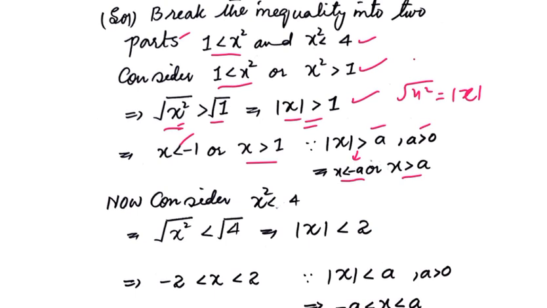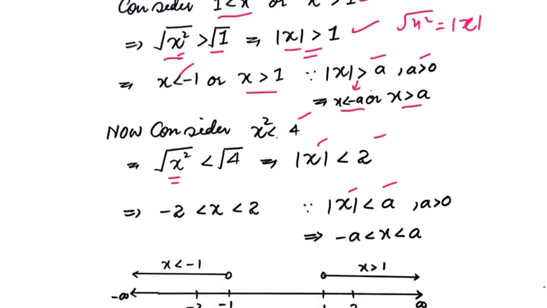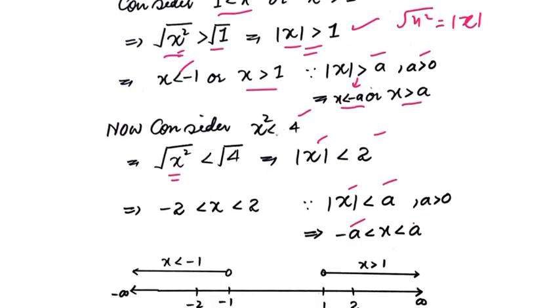Now consider the second part of this, x square less than 4. Taking square root on both sides, this can be written as absolute x, and absolute of square root 4 is equal to 2. Now using the result that absolute x is less than a is given by minus a less than x less than plus a, you can write it as minus 2 less than x less than plus 2.